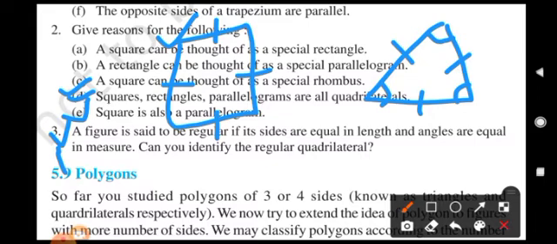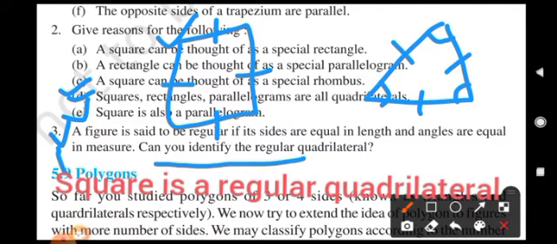Now we have to identify. Can you identify the regular quadrilateral? In which type of quadrilateral are all angles and sides equal? So the answer will be a square is a regular quadrilateral, because in a square all sides and all angles are equal.